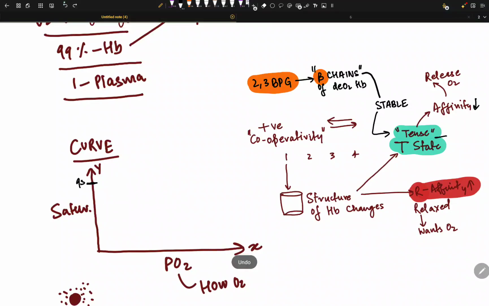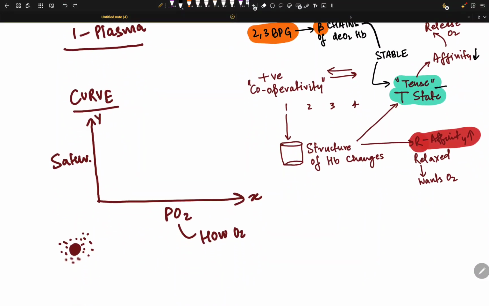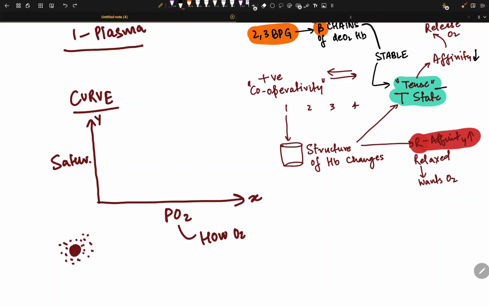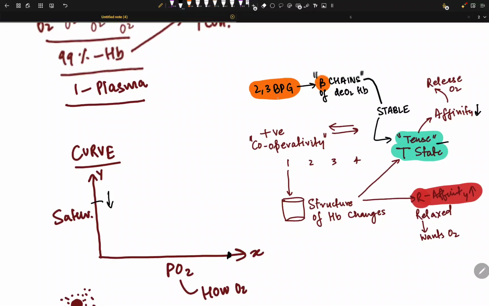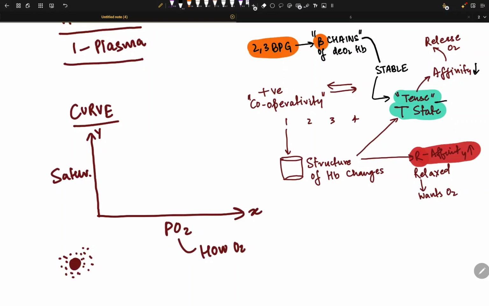Wait, let me make it a little prettier. Yeah, so why is it called a right shift? Because on the graph, hemoglobin now requires a higher PO2 to achieve the same level of saturation, because the saturation has dropped under 2,3-BPG. So it needs a higher PO2 now. So the graph moves towards the right on the x-axis. You can also remember this as right as release. That's also a good memory hook.